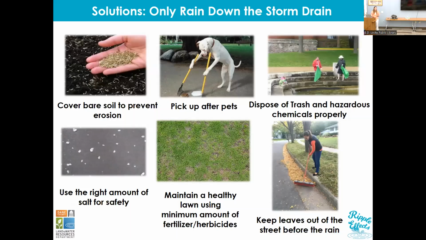Salt is actually a pollutant, and chloride concentrations coming from road salt and other sources are increasing in the Madison lakes. If you do use fertilizers or herbicides on your lawn, and if you have a lot of lawn, maintain a lawn that's at least vegetated. This is a picture of one that's not vegetated, where you have a lot of bare space, and water can run off pretty easily there. And then what we're here to talk about is keeping leaves out of the streets before the rain and what kind of impact that has.